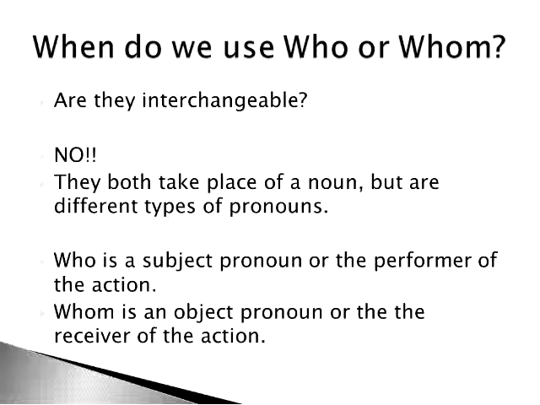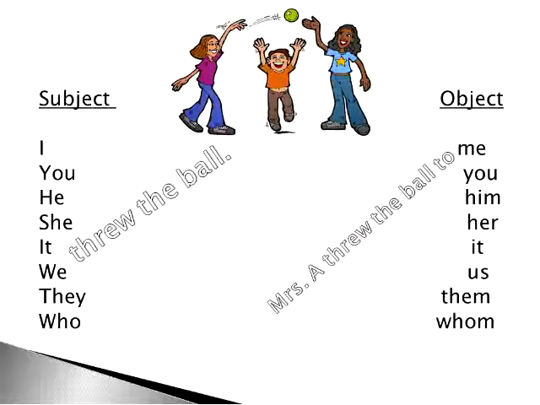So the first one, who, is a subject pronoun, the performer of the action. And whom is an object pronoun, or the receiver of the action. And this is probably going to be confusing, because you're not going to understand it. So this is a grammar definition. This is going to help you a lot better, I think.